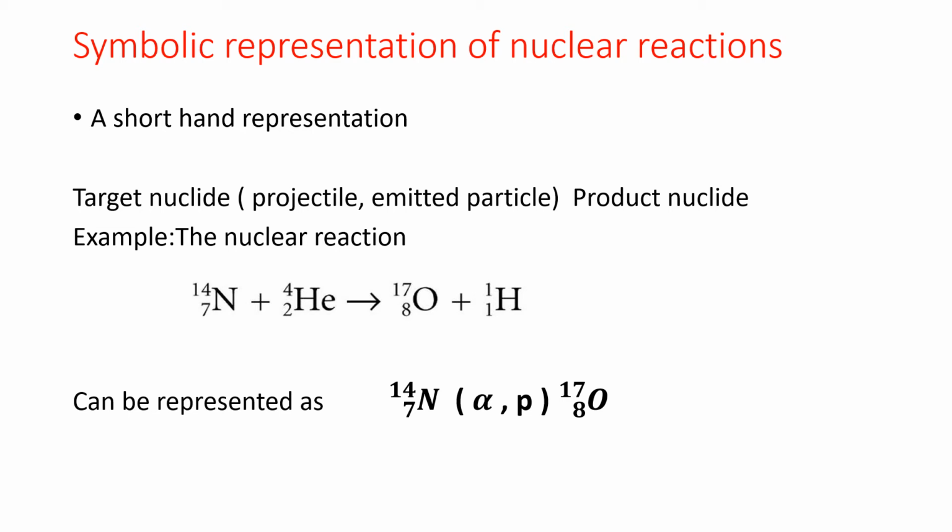Similarly, you can have an alpha-n reaction, which means that alpha particle is the projectile and neutron is emitted. You can have an n-p reaction where neutron is the projectile, and proton will be emitted. So we are of course going to take up all these reactions in great detail in the next session. But for the present, let us just remember that we can denote any nuclear reaction in this fashion by mentioning the target nucleus, projectile, emitted particle, and the product.